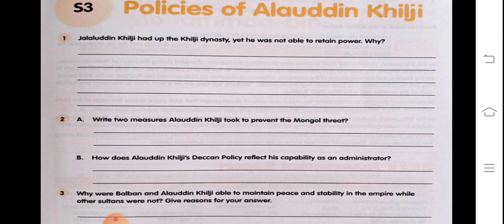He placed the outlying provinces which lay along the path of Mongol movement under the strongest military generals. And in the B part, the question is, how does Alauddin Khilji's Deccan policy reflect his capability as an administrator?